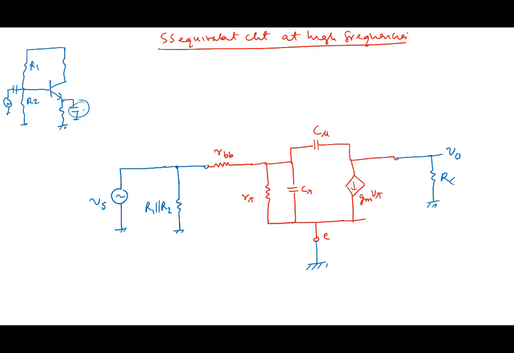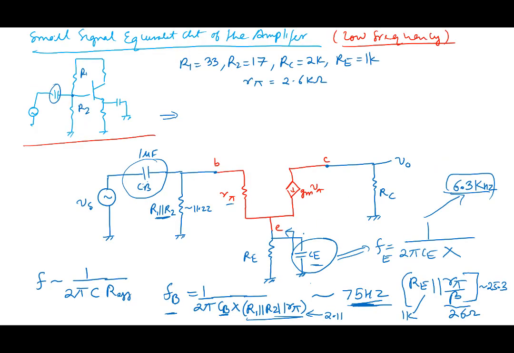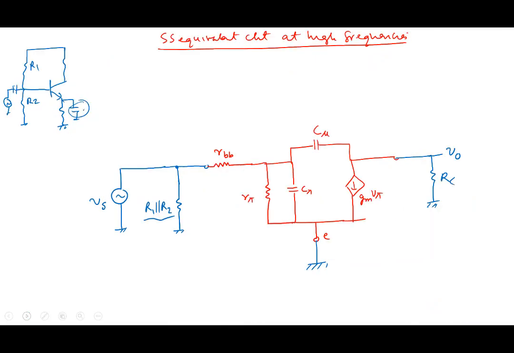So values that we know are R1 parallel R2, which we know from the previous one was 11.22K. We know this is 2.6K. We know, of course, this is 2K. Now in addition, we know gm is 0.038 mhos. What we need is the value of C mu, the value of C pi, and the value of RBB. Okay?